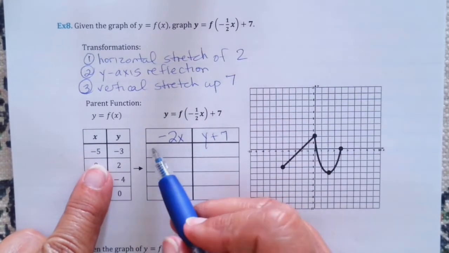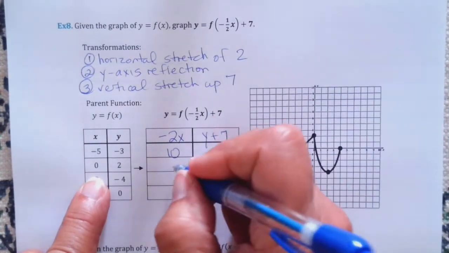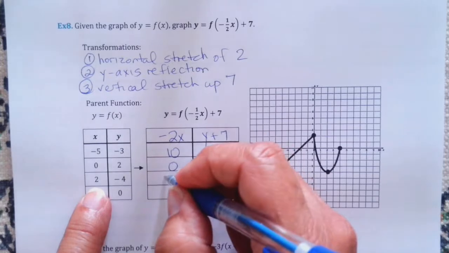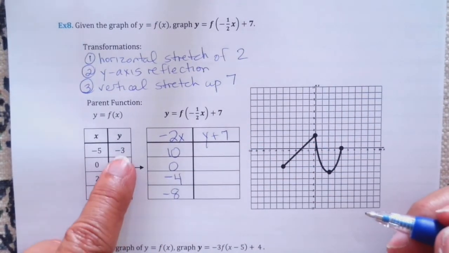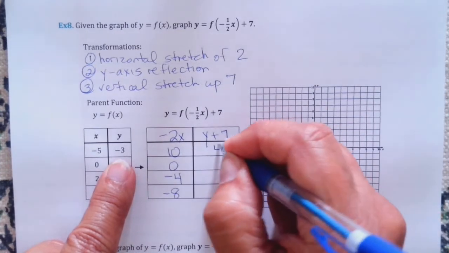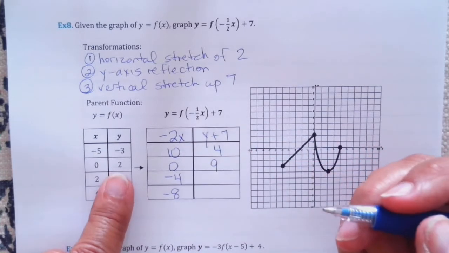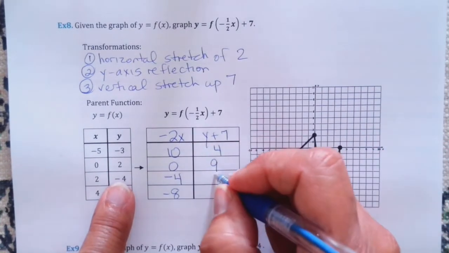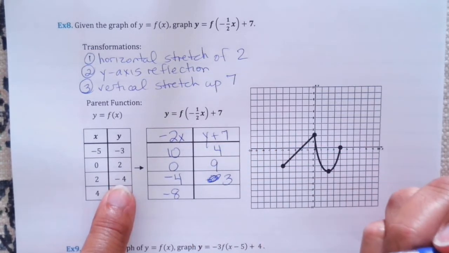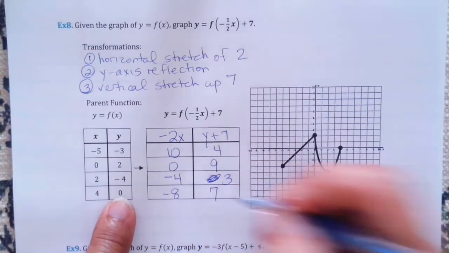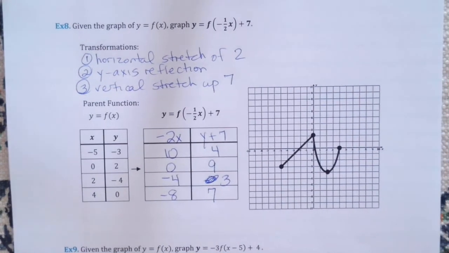All right, so multiply negative 5 times negative 2, 10. 0 times negative 2. 2 times negative 2. 4 times negative 2. Add 7 to these numbers. Negative 3 plus 7, negative 2 plus 7, 2 plus 7 is 9, negative 4 plus 7, 3, 0 plus 7, 7. Take your time on these, you can see it. You've got to just take your time and work these out.